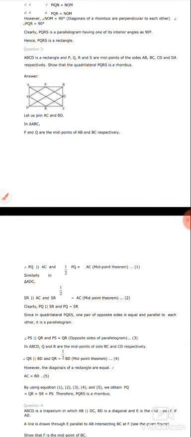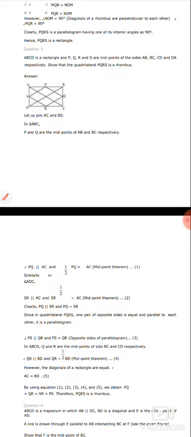For proving a rhombus you have to prove all sides equal. In a rectangle the diagonals are equal, the opposite sides are equal and parallel, and all angles are 90 degrees. These are the properties of a rectangle. So first of all you have to join the diagonals. Let us join AC and BD.